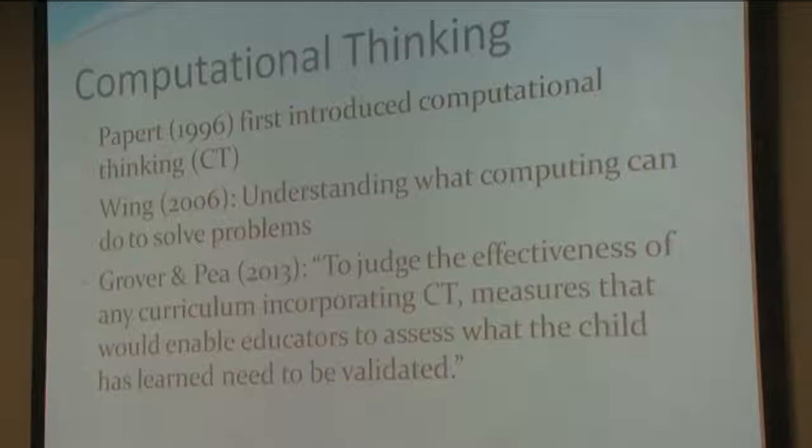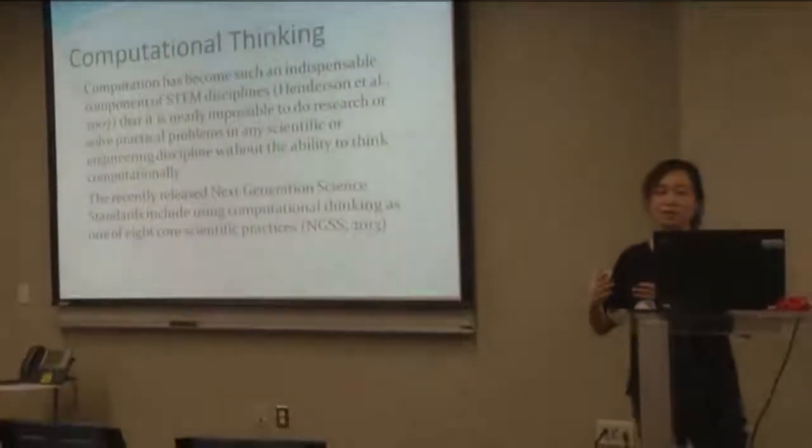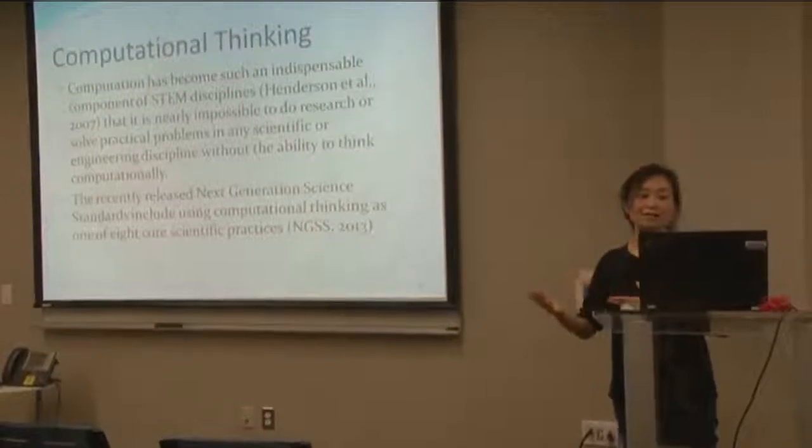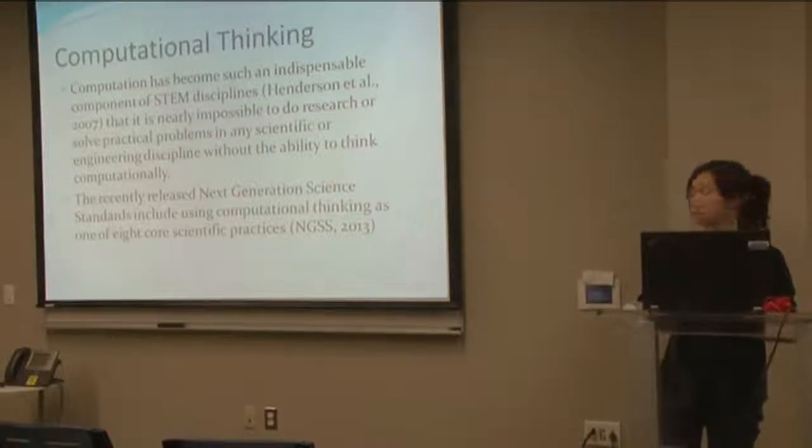Later, more and more researchers emphasized the importance of computational thinking, and it became such an indispensable component of STEM disciplines. It's almost impossible to do research, or practical problems, in any scientific or engineering discipline without the ability to think computationally. Computational thinking is important because, one, it is itself an important skill to learn. Second, it can also promote other learning, including STEM and outside STEM as well.